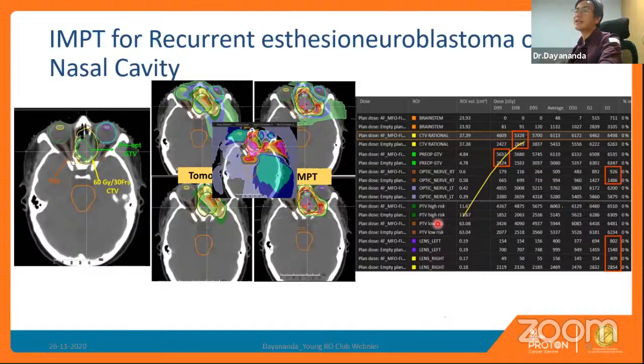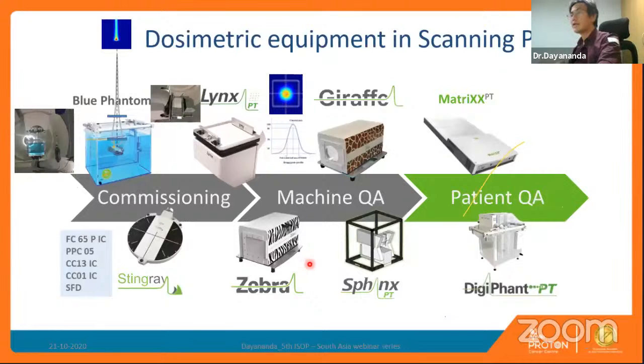So this clearly indicates that proton beam therapy is a very good indication for re-irradiations, wherein we have very tight constraints for the critical organ. At the same time, we have to reduce the integral dose. So, a little bit of physics.